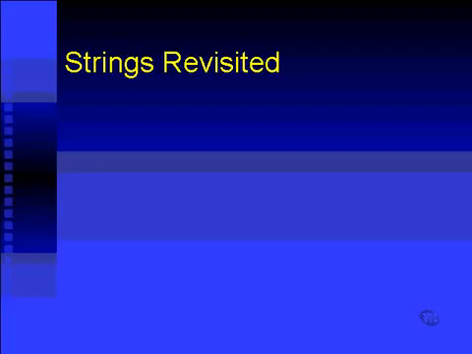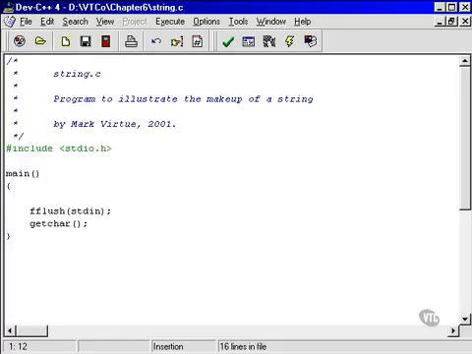So hopefully now we have a reasonably solid understanding of what an array is. So it might be a good opportunity at this point to go back and have a look at strings again and see if we can't understand what a string is a little bit better, now that we know what the fundamental structure of a string is, in other words, an array.